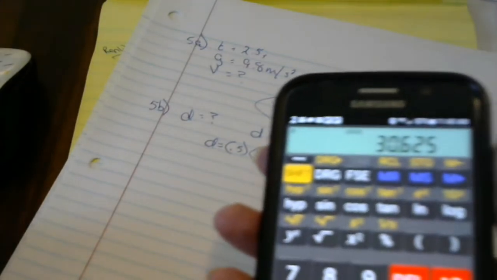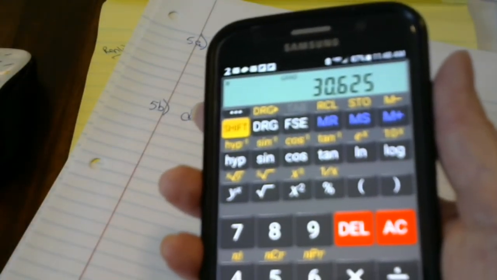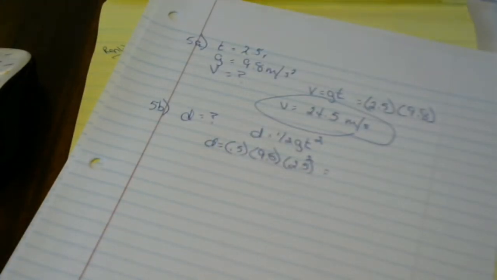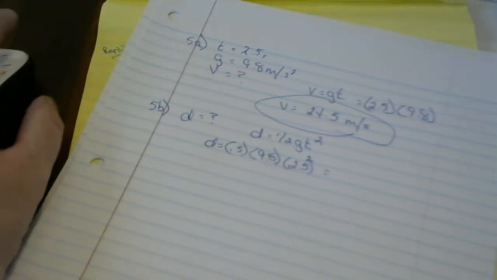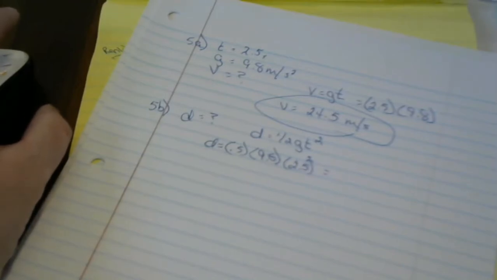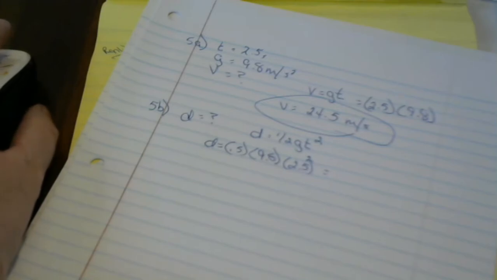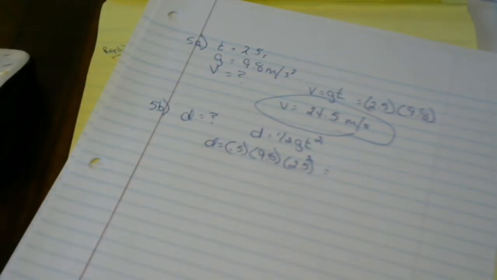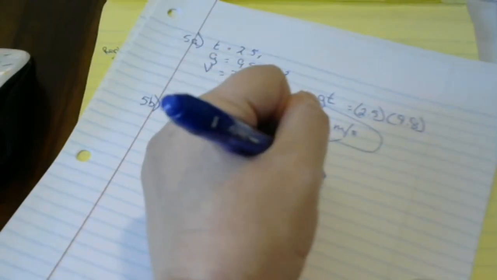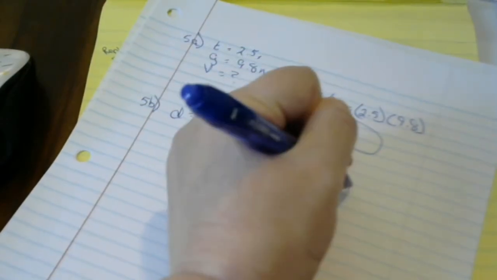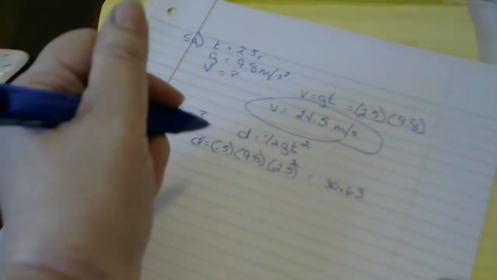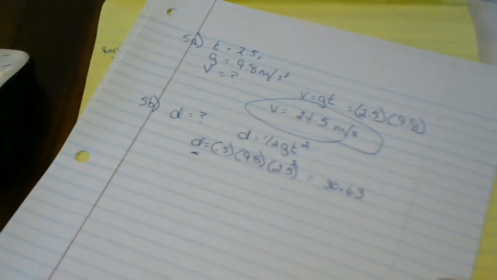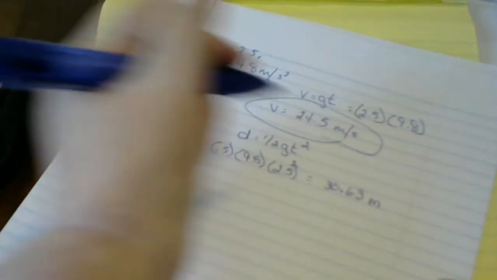Okay, and I got 30.625. Let's do that one again so that we know if it's right. Went through it again. All right, 30.63. Let's just round that. And because it's distance, it's going to be meters.